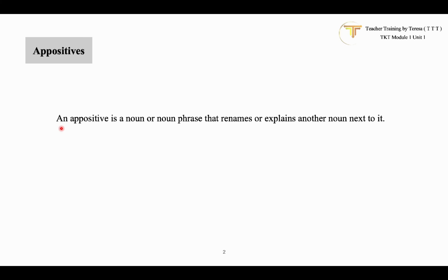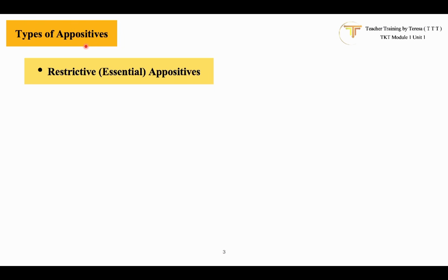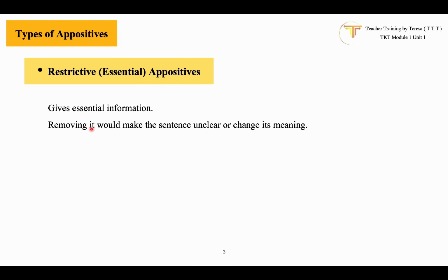Appositives. An appositive is a noun or noun phrase that renames or explains another noun next to it. Types of appositives. Restrictive or essential appositives give essential information. Removing it would make the sentence unclear or change its meaning. No special punctuation is required.